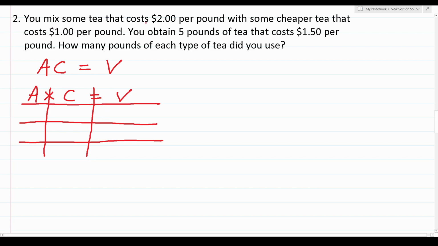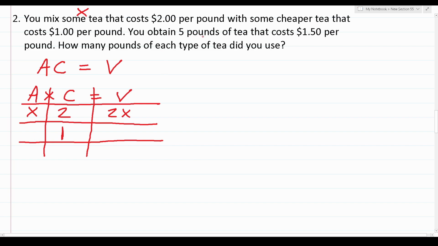You mix some tea that costs $2 per pound. Well, some tea means an unknown amount, so that's going to be x. It costs $2 per pound, so we'll put 2 there. And therefore, we can find the value of that. That's going to be 2 times x, which is the same thing as 2x. And then we mix that with some cheaper tea that cost $1 per pound. All right, so we know the cost of that is $1.